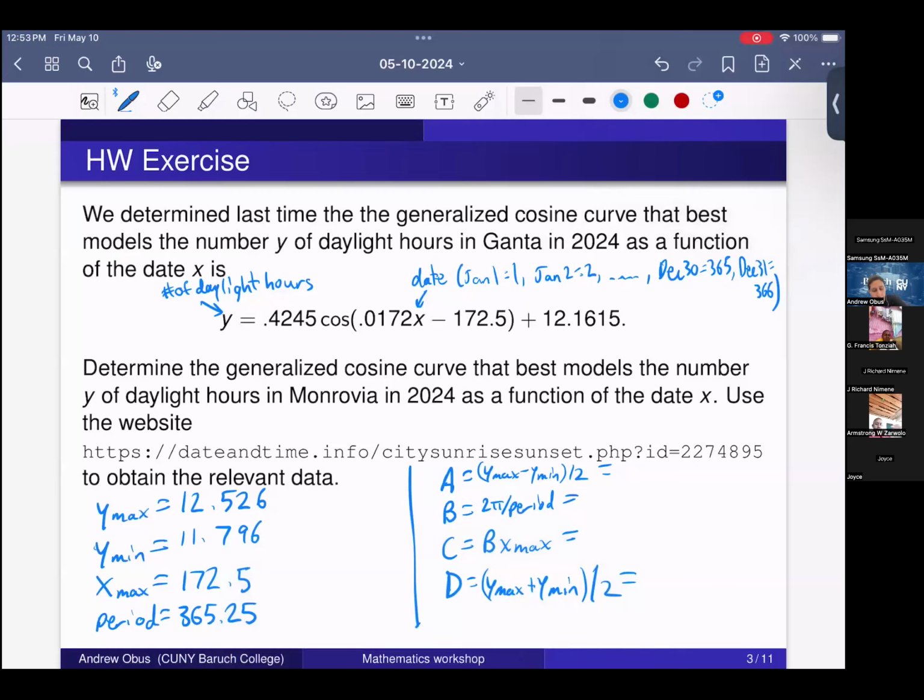All right. So I inputted all that data here. This is what we got from the website. So 12.526, 11.796, 172.5, and 365.25. Okay, so calculating this all, to calculate A, these formulas just tell us what to do. So we have 12.526 minus 11.796 divided by 2. This becomes 0.365.